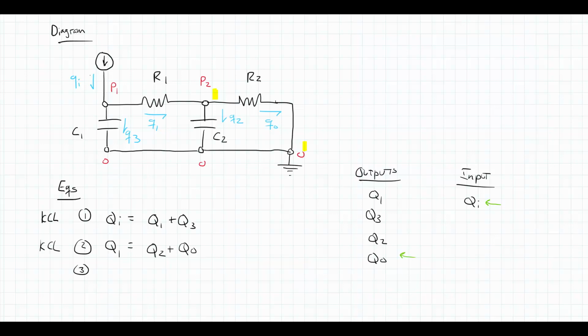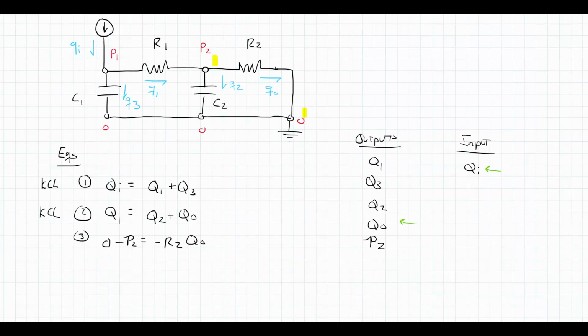So let's go between P2 and the ground in that lower right. We're going to go with the flow Q out. So 0 minus P2 will be the voltage drop across, well, we just go over one resistor, R2. So minus R2 Q out. And that has added here another output, P2, and a third equation. So I have 5 outputs now.